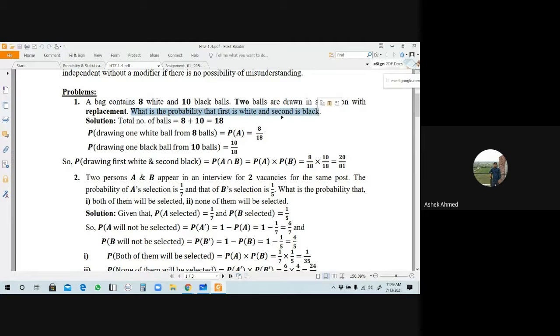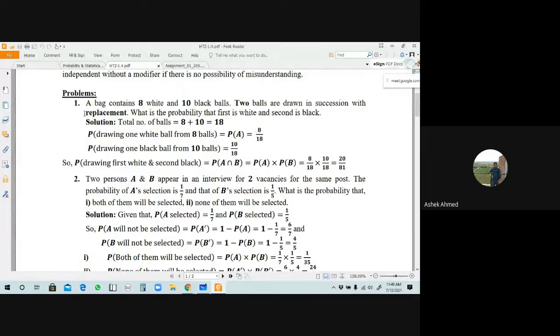It is said here first is white and second is black. Understand? But I have already discussed this problem in the previous topic, conditional probability. The total number of balls here is 18. The first ball will be white. White probability is 8, so this will be 8/18. Is it right?